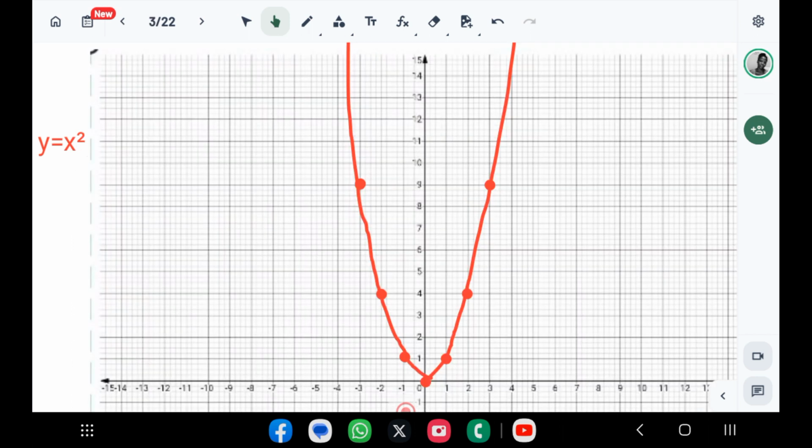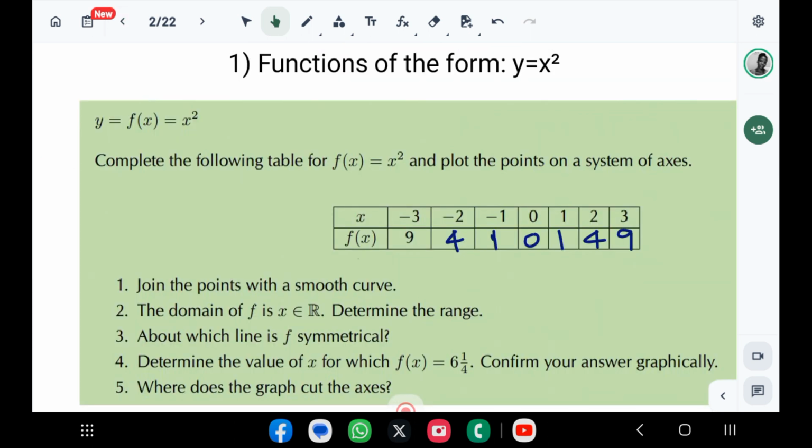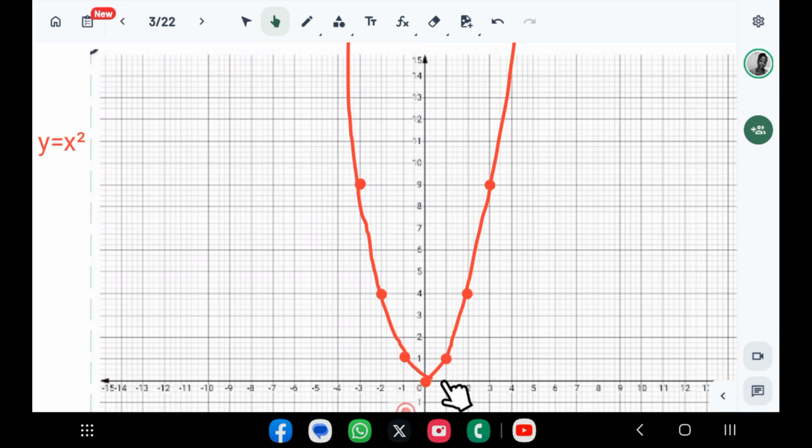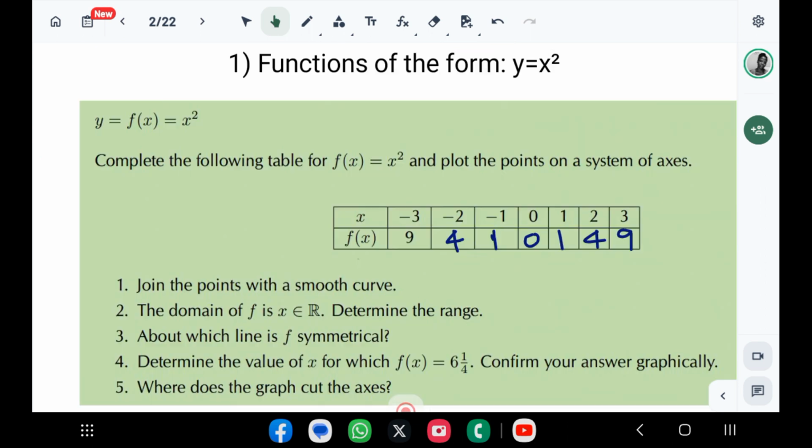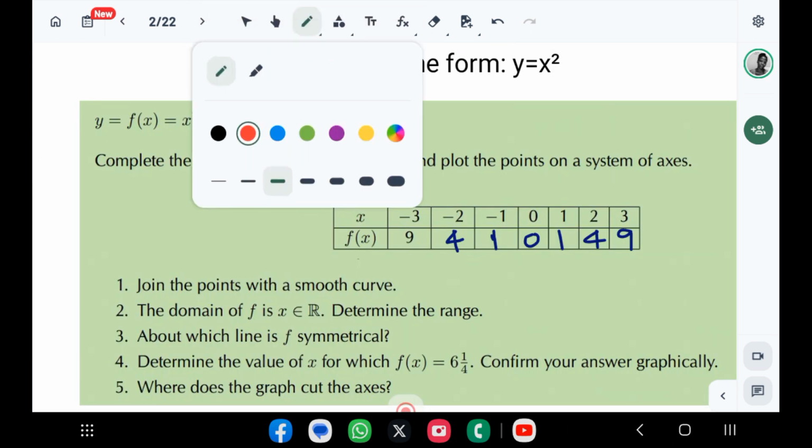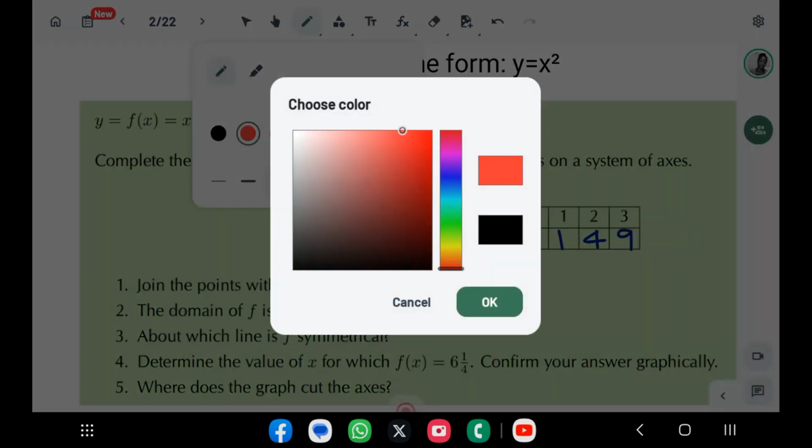Now let's go back to the questions. The second question is, we've joined the points with a smooth curve. Now, number 2 says the domain of f is x is an element of the real numbers. Now, determine the range. The range is all your possible y values in the graph. According to this graph, your y values go from 0 all the way to infinity. So, the answer is y is greater than or equal to 0.